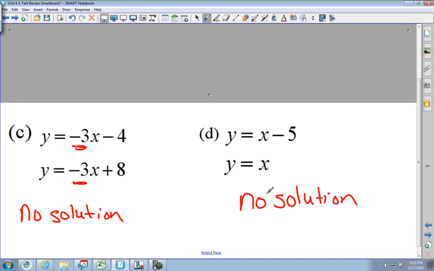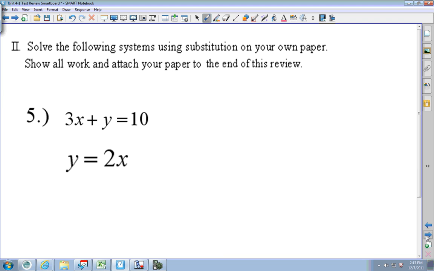Okay, let's move on. Here's the next one. It wants us to solve by substitution. Let's circle what y equals. We're going to substitute and put that in for y. So I get 3x plus, instead of y, I'm putting 2x in there, equals 10.